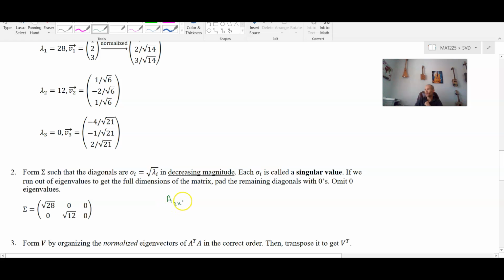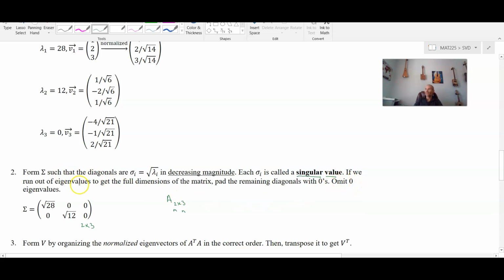A is 2 by 3. That's our m and our n. So this is also going to be a 2 by 3 matrix. The sigma matrix is the same size as A. Now, I have 3 eigenvalues, but I only have 2 rows. So here's an interesting thing. Sigma i's are often referred to as the singular values.